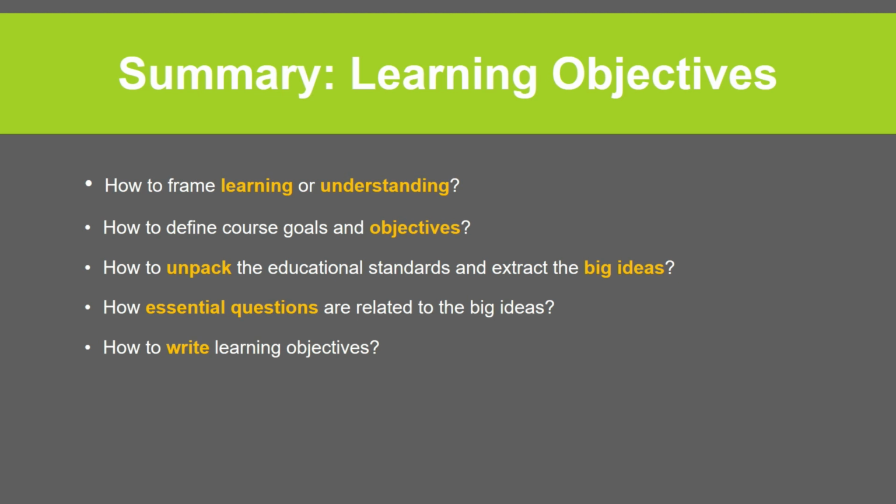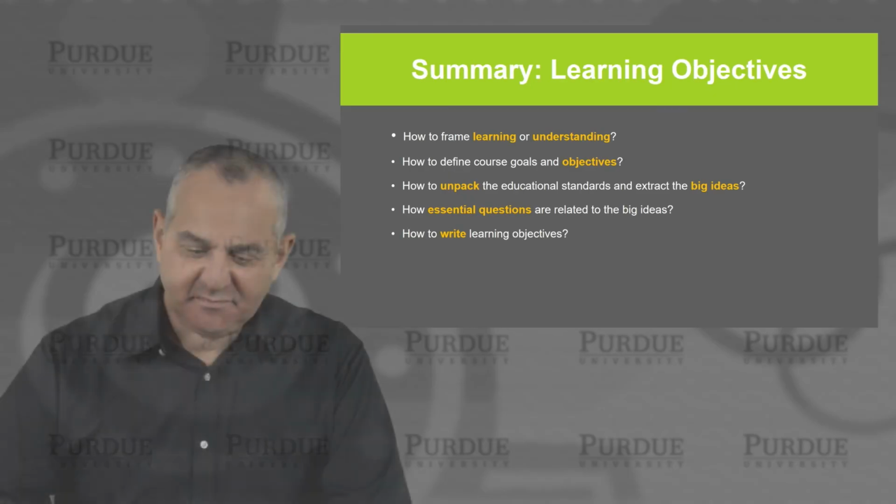So in summary, our goal was to answer these questions. This is a good example of learning questions as they connected to what we wanted to accomplish as learning objectives. How did we frame learning or understanding? And then, of course, defining course goals as well as objectives, unpacking educational standards and thinking about the big ideas, identifying essential questions that reflect what those learning goals are for a course that relate to the big ideas, and then how do we more specifically write learning objectives.